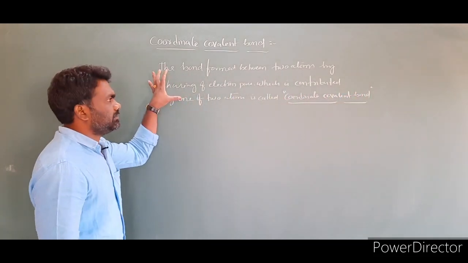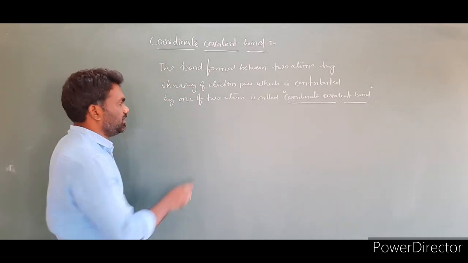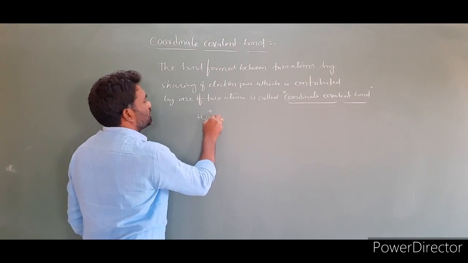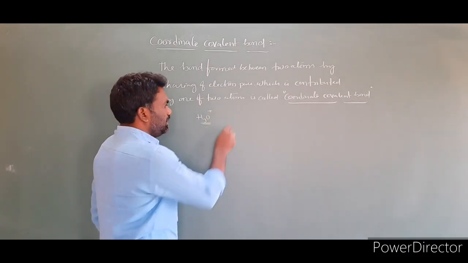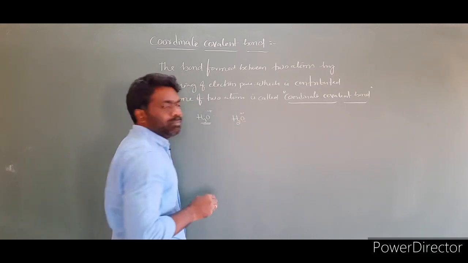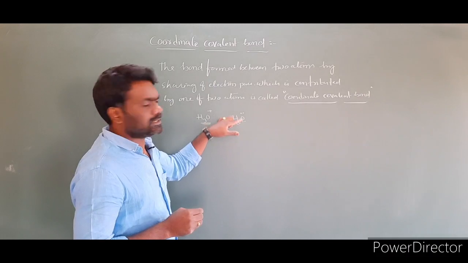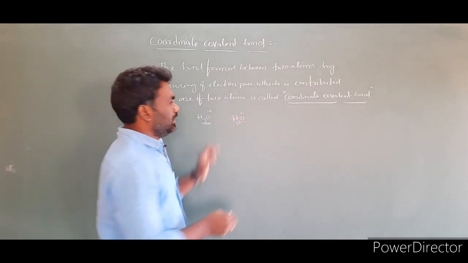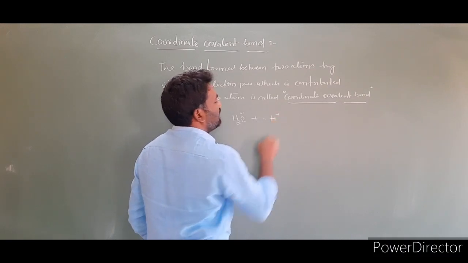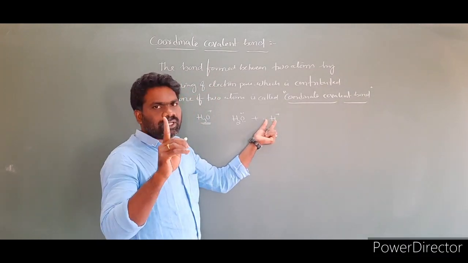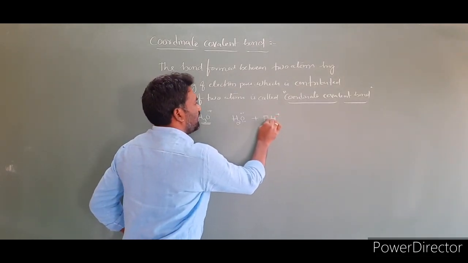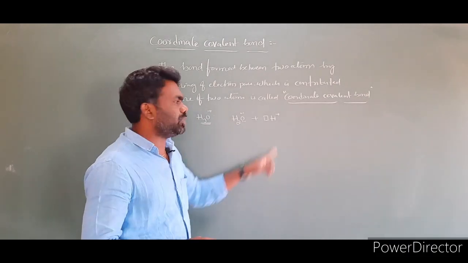Now let us understand what is the meaning of this statement by taking an example. I am taking an example of H3O plus formation. If you take a water molecule, upon oxygen there are two pairs of electrons. This is one lone pair, this is another lone pair. And I am taking H plus. H plus in the sense it does not have any electrons. Hydrogen has only one electron, that electron is removed, so we will get H plus. That means H plus has a vacant orbital. 1s orbital is vacant. We removed the electron.